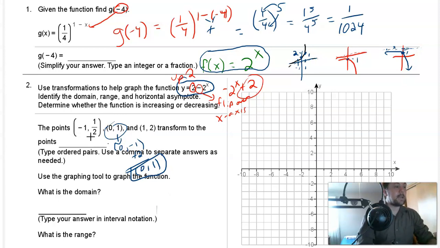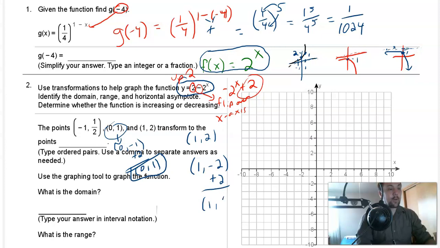All right, so we make the same changes to the other points, right? So we're going to take the point 1, 2. When we flip it over the x-axis, it becomes 1, -2. We just changed the sign of the y-coordinate. And then we're going to shift it up 2. And so when we do, we add 2 to the y-coordinate, and it becomes 1, 0. Right, so that'll be another point. So we can go ahead and plot these points. We have 0, 1. We have 1, 0.